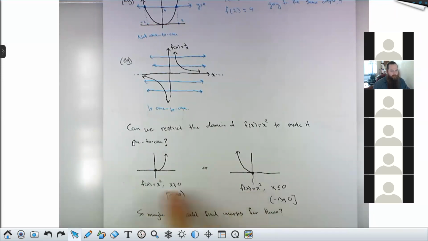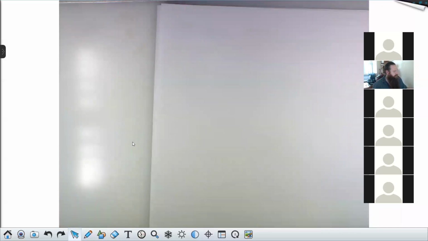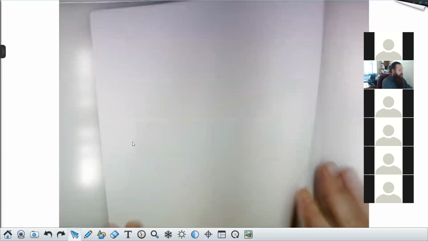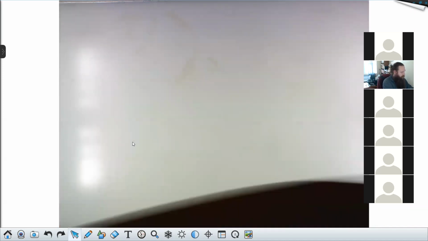Restricted domains can give you one-to-one functions from functions that are not one-to-one. Some functions just are one-to-one. How do you find the inverse, whether you're restricting the domain or not? We talked about how to do it verbally. That was the very first thing we did.